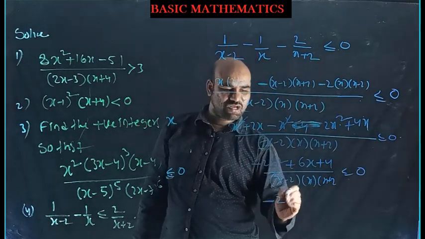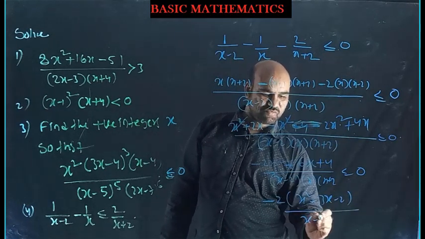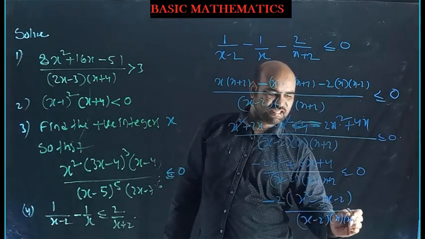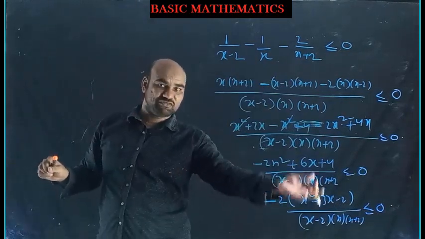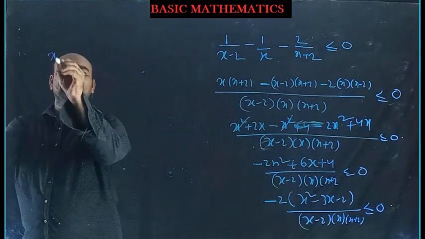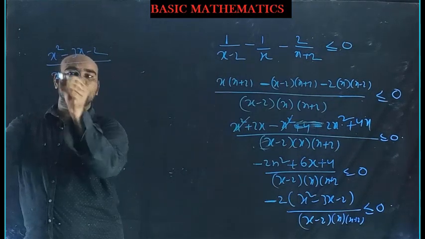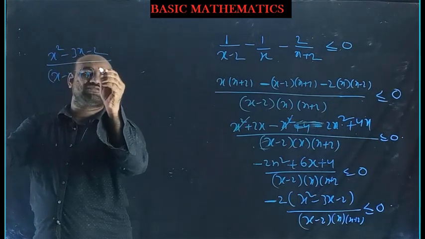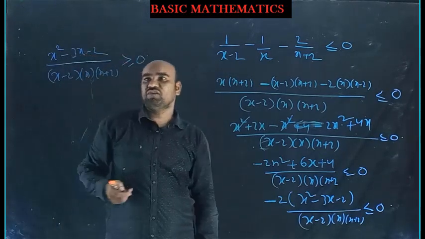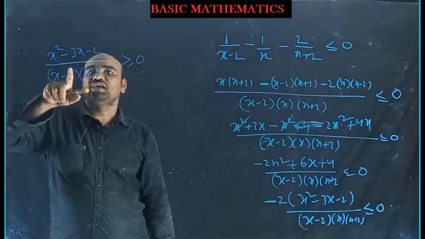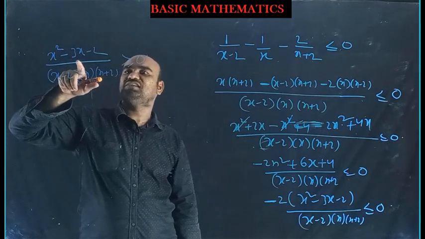Here I want to take minus 2 common. So x square minus 3x minus 2 by x minus 2 into x plus 2 lesser than or equal to 0. Okay student, now I want to multiply minus 2 on the side, inequality will alter. Then x square minus 3x minus 2 by x minus 2 into x plus 2 greater than or equal to 0. Now we want to factorize the numerator. Yeah, I think directly we can't, because delta is less than 0.